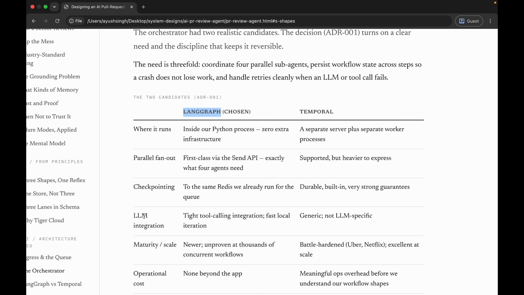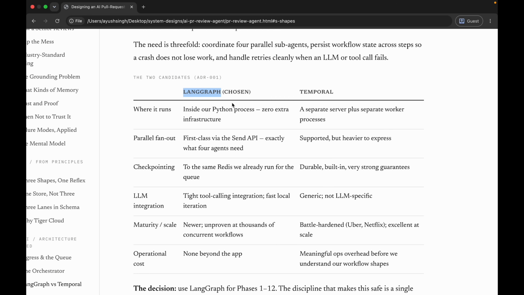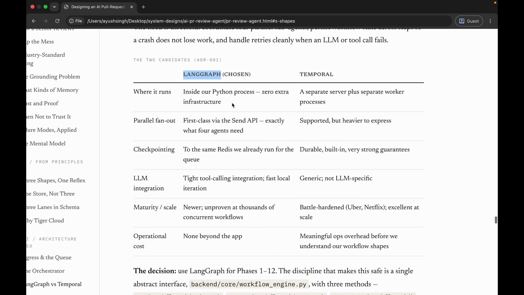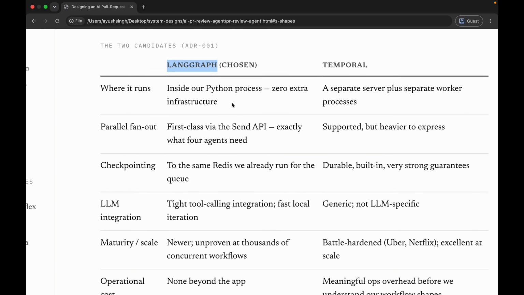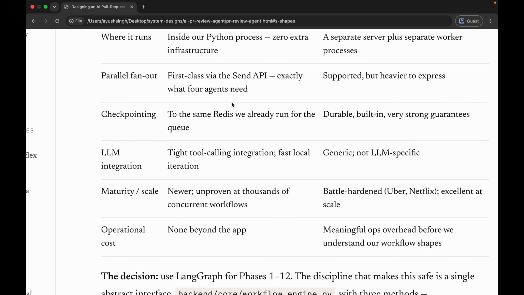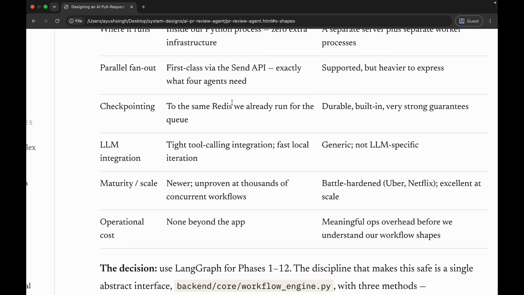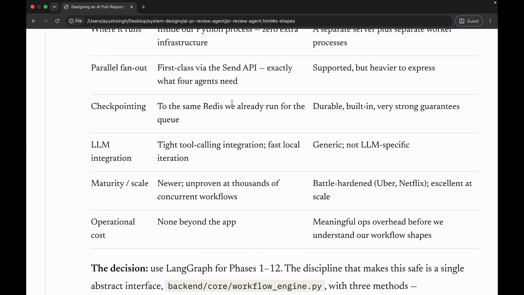The LLM integration: LangGraph was built for these kinds of things, so it has amazing tooling integrations, but Temporal is very generic. It is not LLM specific. It is built for creating workflows. Maturity is okay. LangGraph is new, thousands of these are unproven, but Temporal is very enterprise level. It is excellent at scale.